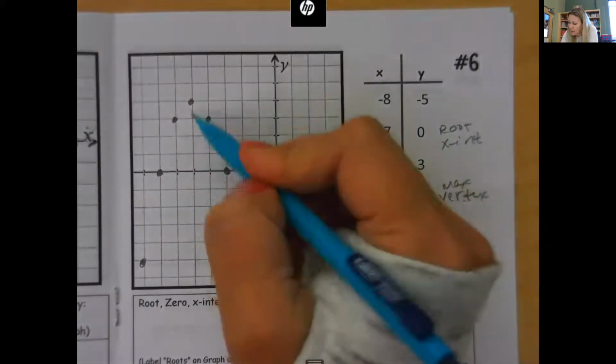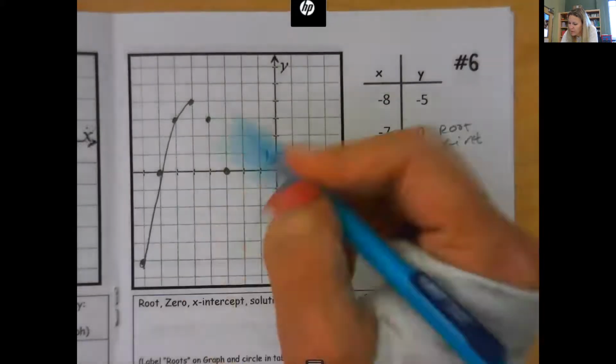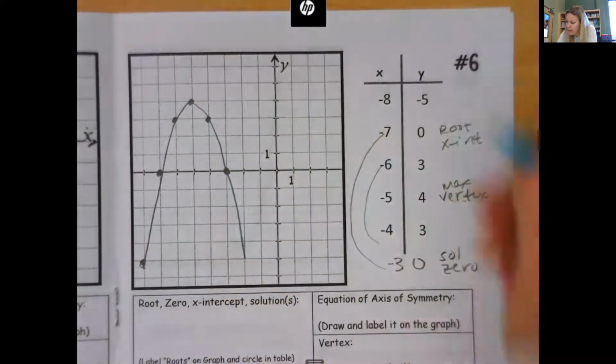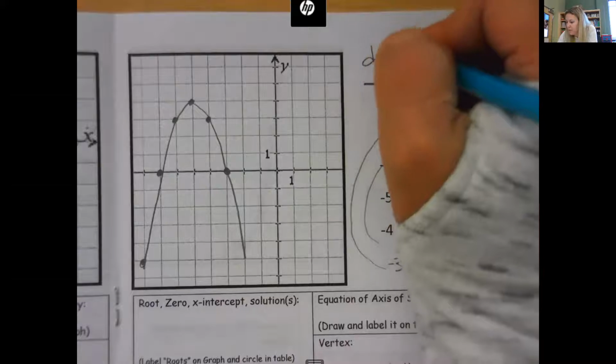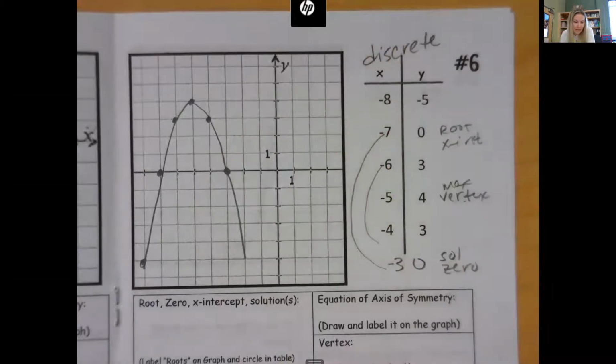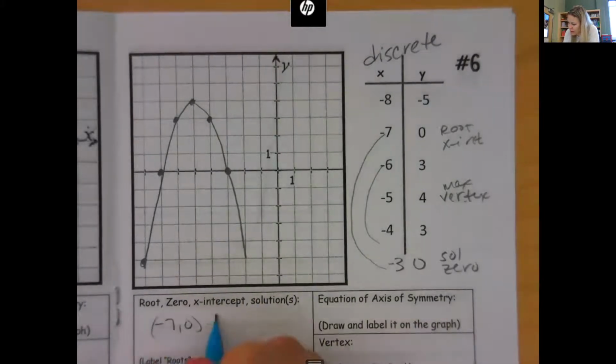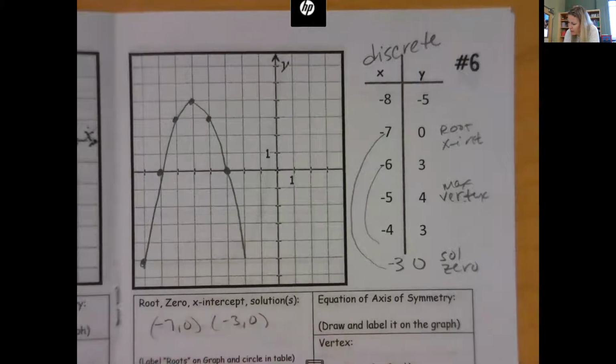Okay, so here is our picture. Now, I'm drawing this so you can see it. Really, this is discrete information, okay, because it is only dots. So that is actually going to be important. What are our zeros, our x-intercepts, our solutions? -7, 0, -3, 0. Hopefully you got that.